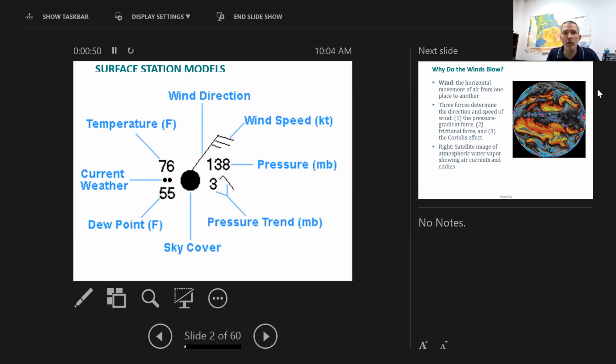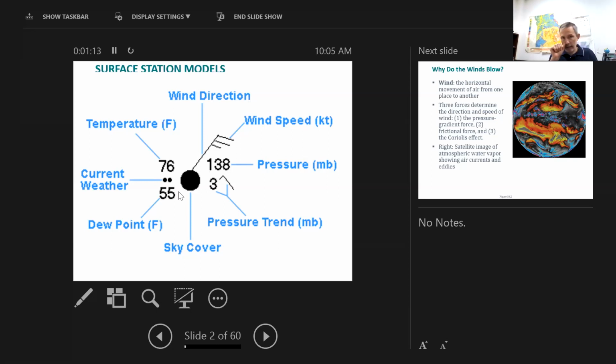And we're going to focus on the right side of this weather station, which is looking at the wind speed, the pressure and pressure trends, if the pressure is increasing or lowering, as well as in this image here, this is showing the sky cover. In this case, it's fully covered with clouds. And in this case, we're getting a little bit of rain.